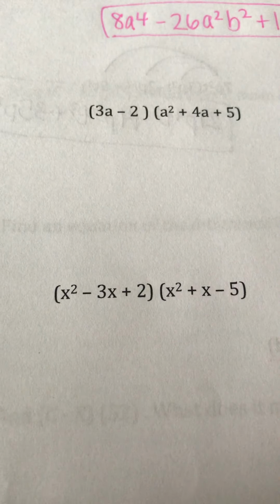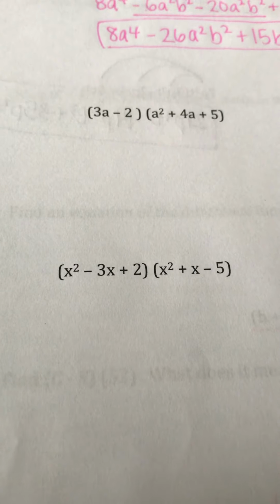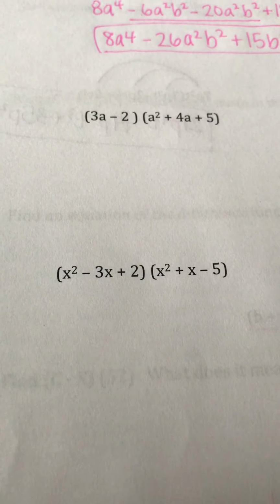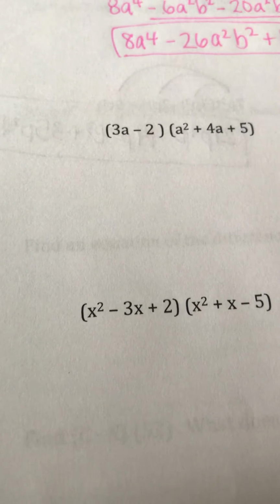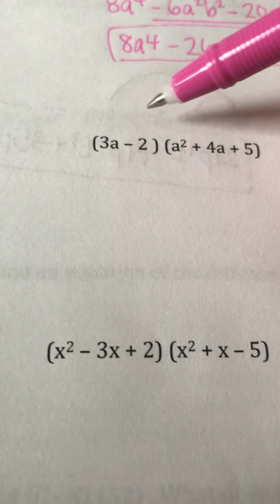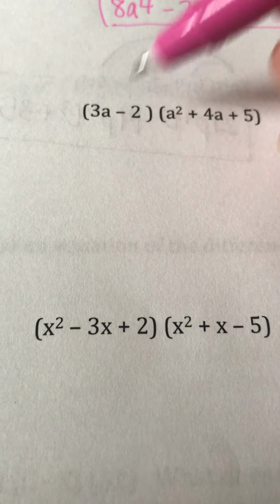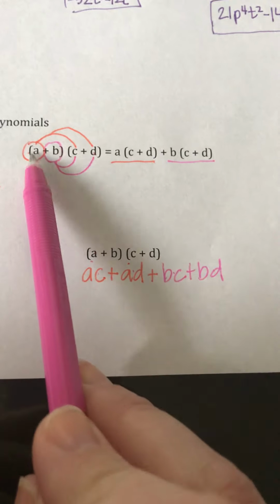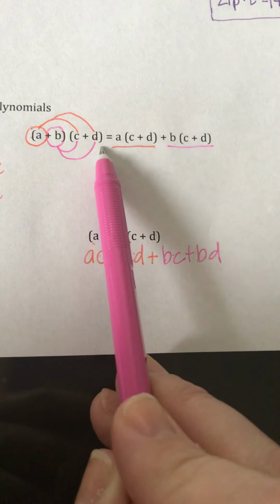Not because of the process, but because sometimes you have a lot of different terms that you're ending up with that you have to sort through. Okay, so what we have to remember about these is that if I'm looking at a binomial times a trinomial, just like we talked about back here, we want the A to distribute to everything, and we want the B to distribute to everything, okay?